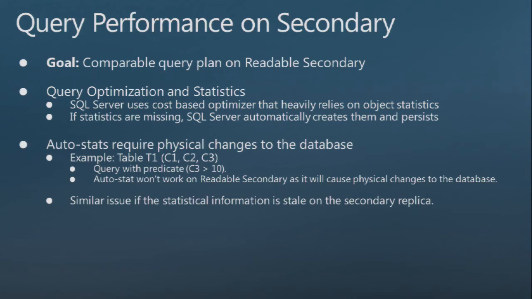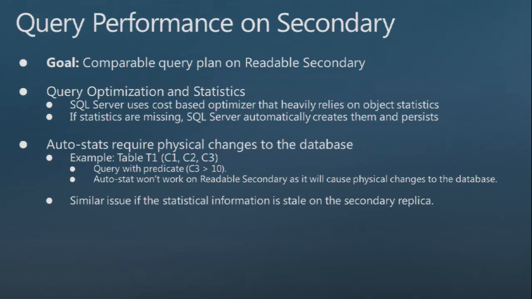So the example which I sort of explained in the read-only database context is this. I have a table T1 with 3 columns, C1, C2, C3, and let's say I issue a query with predicate C3 greater than 10. Now, assume there is no statistics available on this column. So when I do this query, the secondary cannot really generate any statistics because it's read-only mode. It will not be able to give you an optimal plan, right?